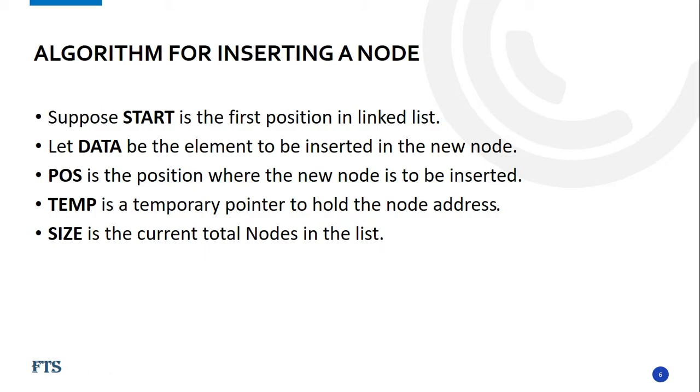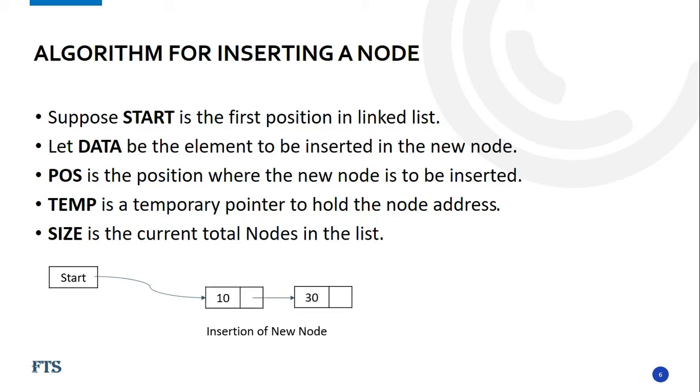Algorithm for inserting a node. There are variables which you first need to know. Start is a pointer which points to the first position in the linked list. Data is the info field or the data value which should be stored into this field. Pos is a variable for the position where the new node is to be inserted. Temp is a temporary pointer to hold the node address. Size is the current total nodes in the list.